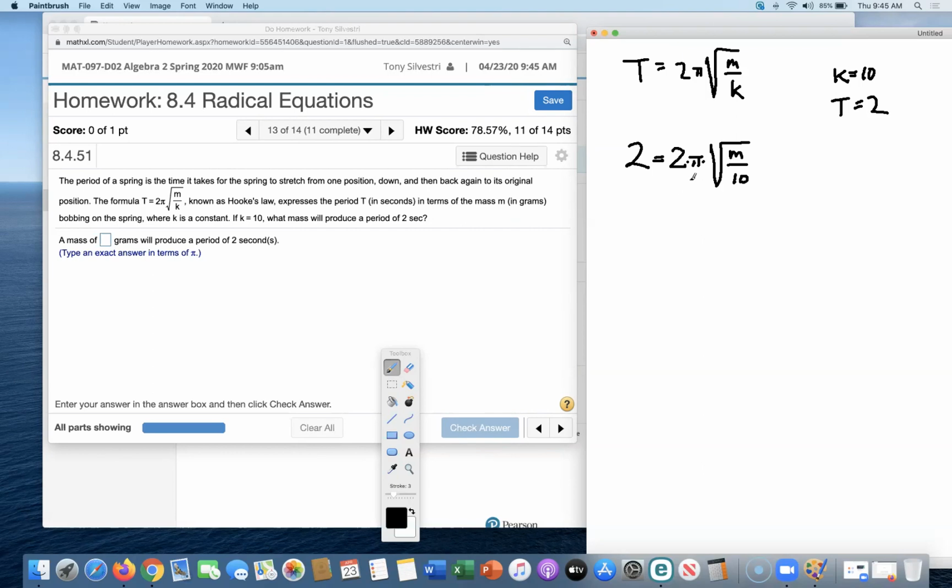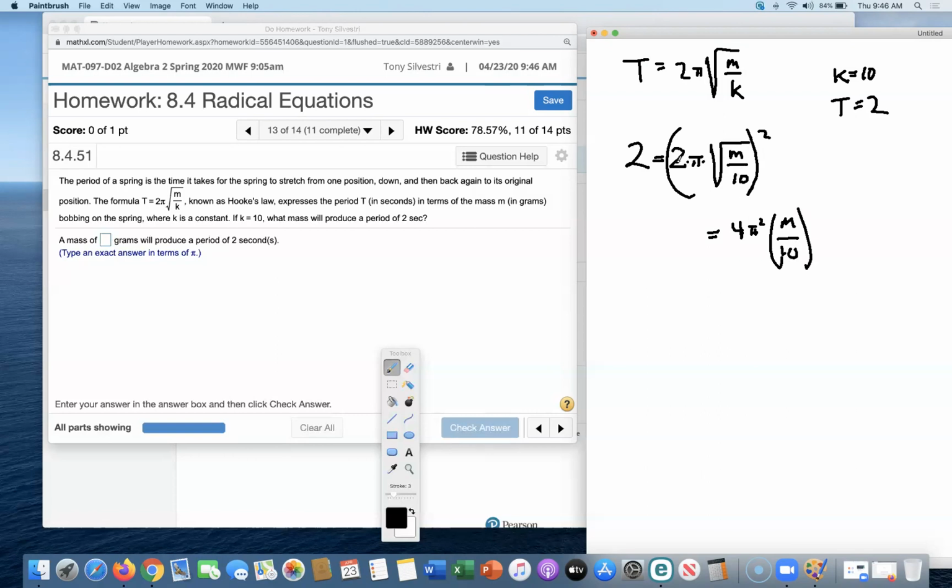You know what I can do? To isolate, well, actually, to get rid of that square root, why don't we do this, like I showed you before. Why can't we just square everything? Because 2 squared is 4. Pi squared is pi squared. I'm just going to write that. Times M, and when you square the square root, you get M over 10. See, we got rid of this.